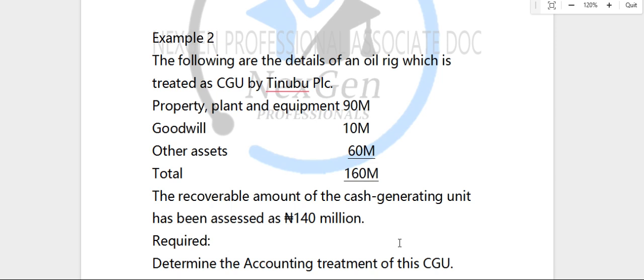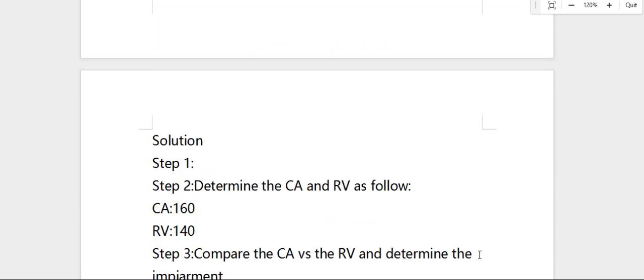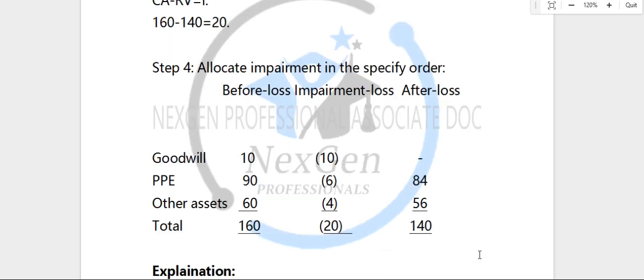So from this question, before we even proceed, you can see that the carrying amount of this whole cash generating unit is 160 million. Is that not so? And then the recoverable amount is 140 million. Meaning that the carrying amount is higher than the recoverable amount, meaning there is what? An impairment loss. An impairment loss of how much? 20 million naira. And so therefore, that takes us to the solution. We have done with that step 1. We have been able to identify that there is what we call an impairment loss of 20 million.